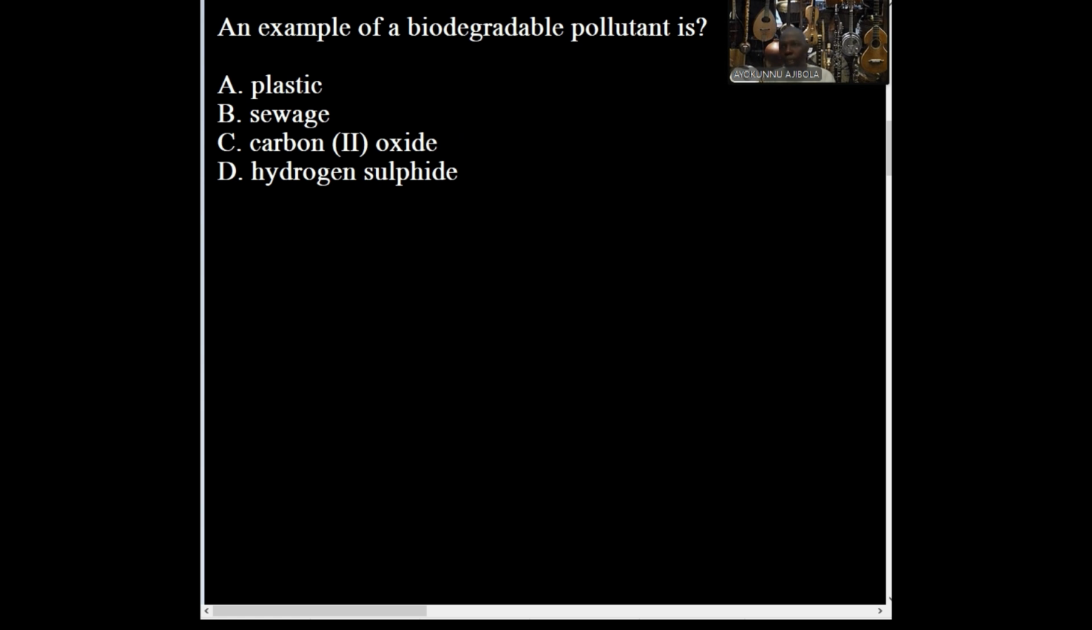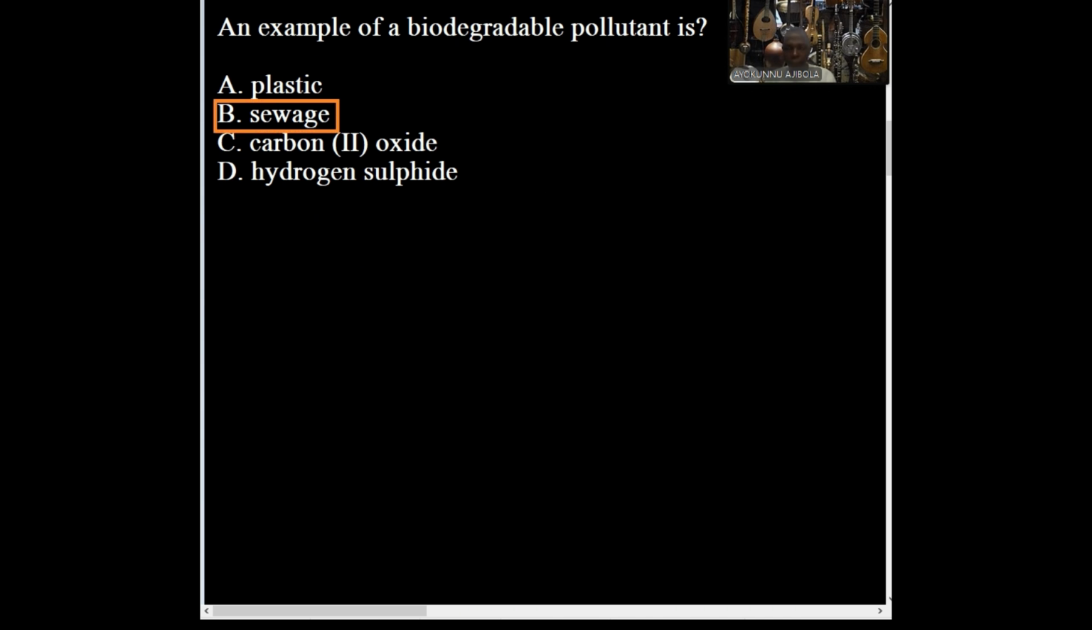Biodegradable pollutants are natural organic substances which can be consumed by natural microbial or biological processes, and they can be converted into CO2, water or simple organic molecules. So sewage is an example of a biodegradable pollutant, that is, it can decay and decompose.